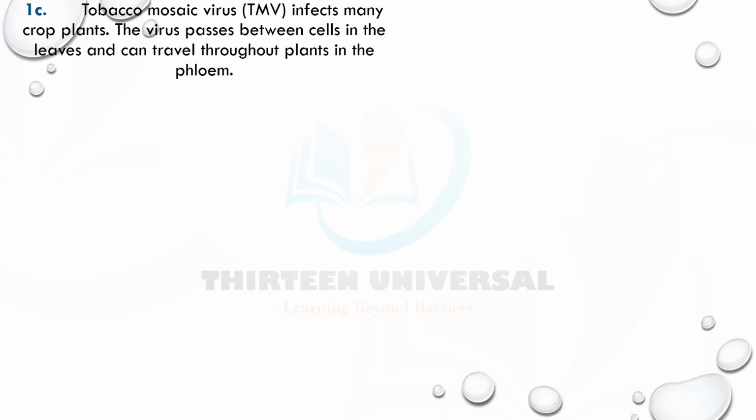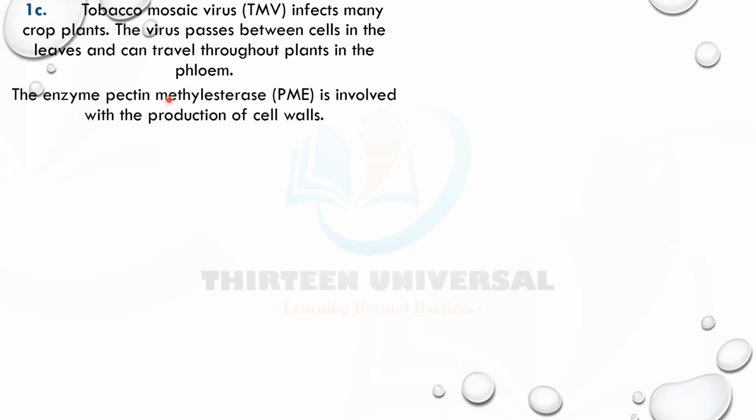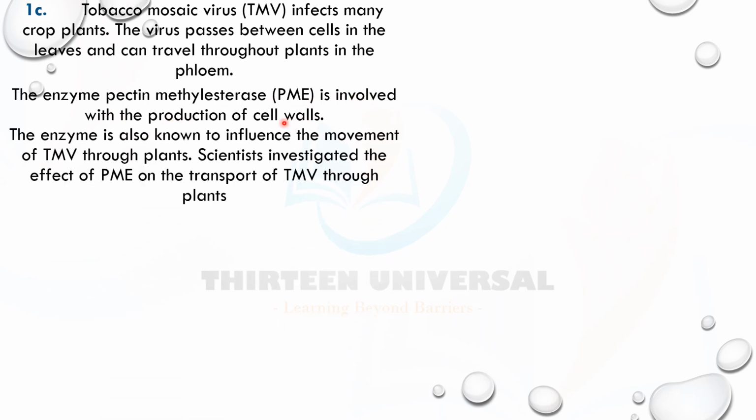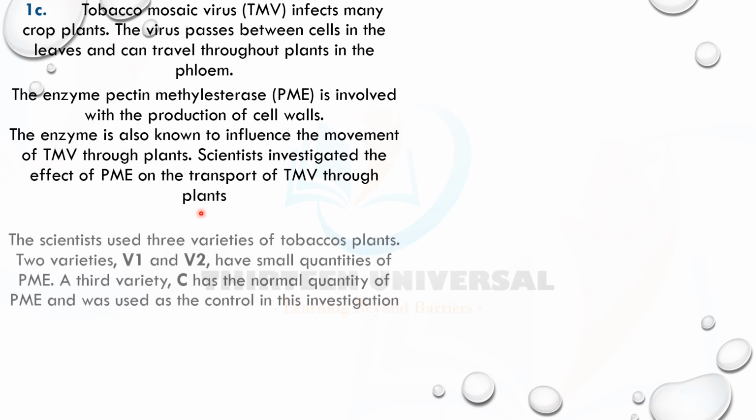You can replay this video again. So look at this question: tobacco mosaic virus (TMV) infects many crop plants. The virus passes between cells in the leaves and can travel throughout plants in the phloem. Let's see what it's all about. The enzyme pectin methyl esterase (PME) is involved with production of cell walls. PME makes cell walls. The enzyme is also known to influence the movement of tobacco mosaic virus through plants. Scientists investigated the effect of this enzyme on the transport of TMV through plants. So they investigated whether it increases it or decreases it.